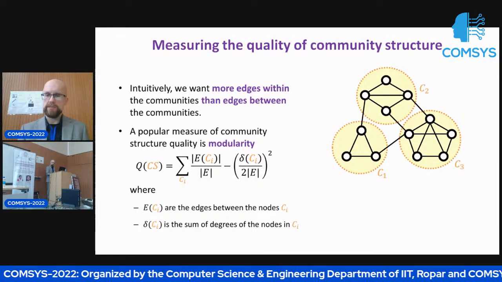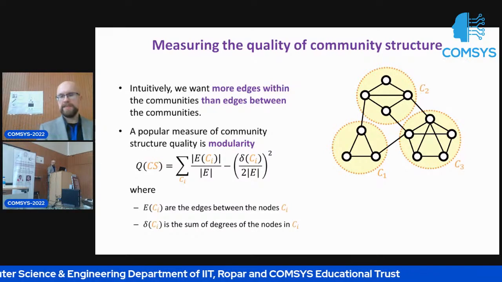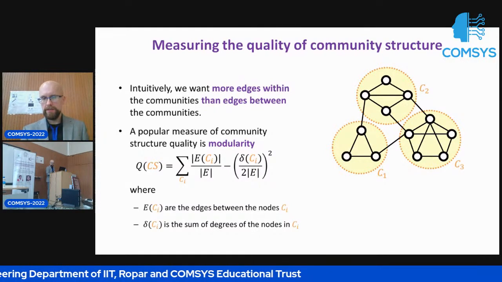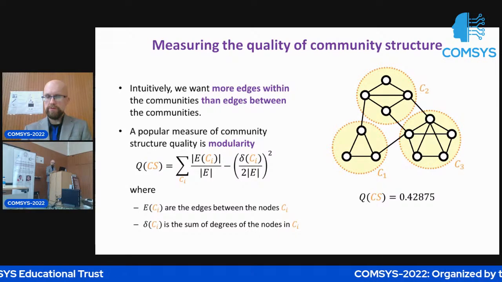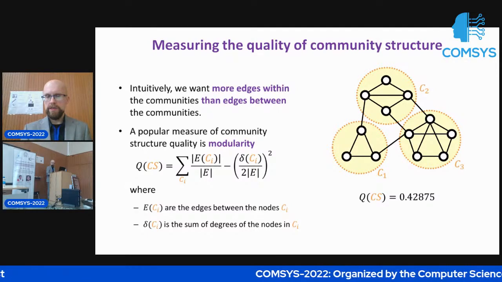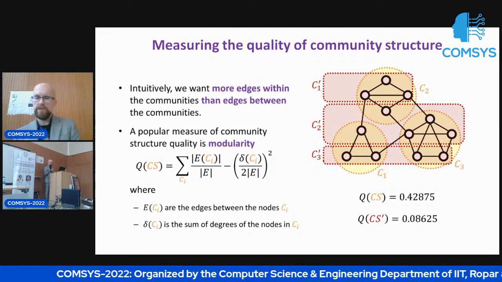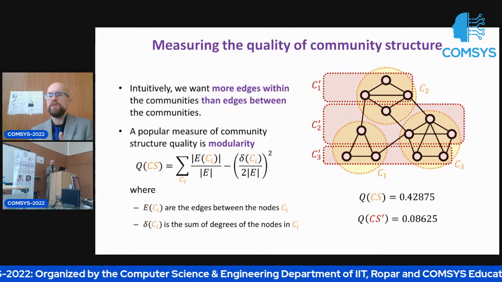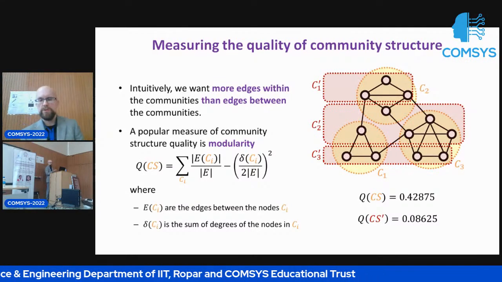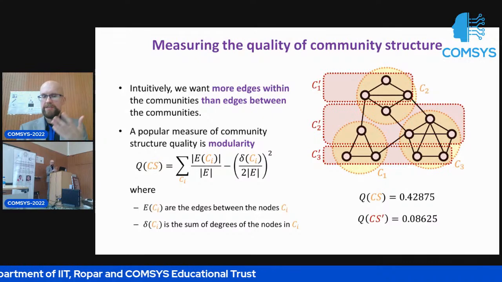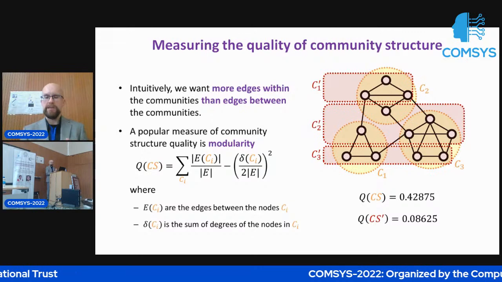If we take a look at this community structure, which seems kind of reasonable, right? All of these communities are connected inside and mostly disconnected outside. The value of modularity for this particular community structure is 0.42, about 0.43. And if we take a look at a different community structure, this one seems much less reasonable, right? Because, for example, in community C3, not even all the nodes are connected with each other. They don't really know each other. So why would they be in the same community? This seemingly much less reasonable community structure is only 0.08. So this is the intuition behind the modularity.